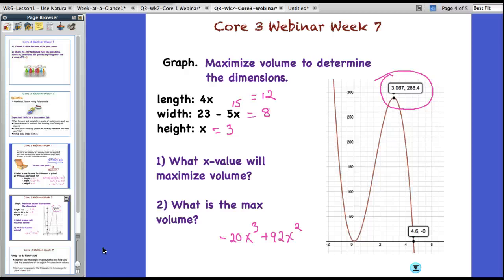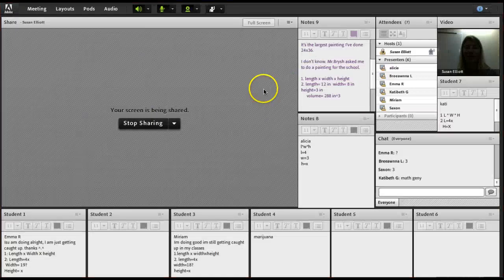So do you guys feel good about that? So what you do is, the hardest part is you come up with your expressions, multiply them together to get your volume, graph it, and then the graph has all your answers. Okay, so any questions, you guys? I'll go check my notepads to see how you guys are doing.